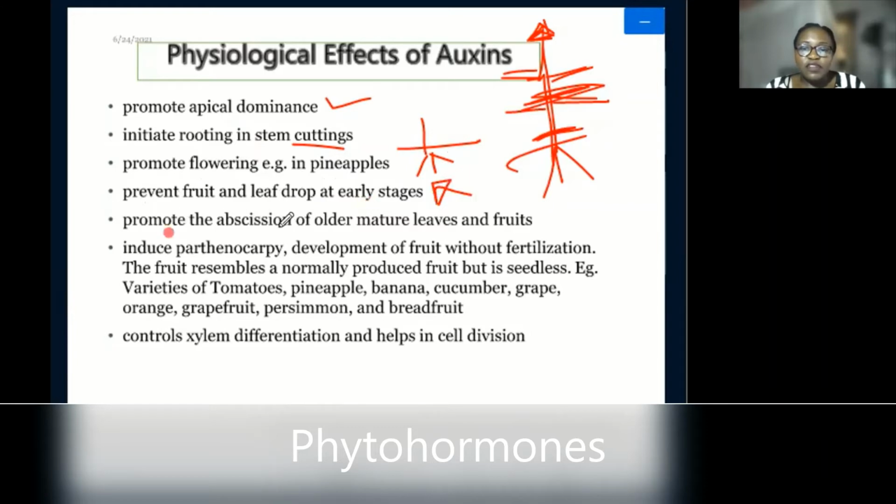And of course, they promote abscission of older, mature leaves and fruits. Abscission means falling off. So if you have very old, mature leaves and fruits, they will fall off so that new ones can be propagated by the auxin hormone. Then they induce parthenocarpy, the development of fruit without fertilization, meaning we get seedless fruits. And of course, they control xylem differentiation and help in cell division, meaning it helps in the maturity of xylem vessels that are important for the transportation of water.